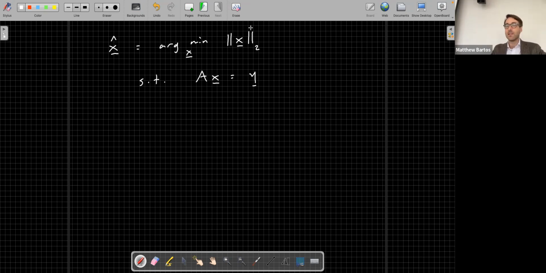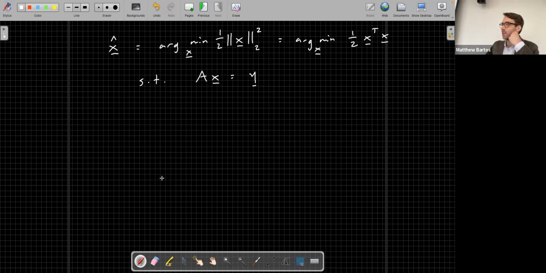So just as before, the x that minimizes this optimization problem also minimizes the square of this optimization problem. And we can also go ahead and pre-multiply by 1/2 as well. Okay, and note that we can also rewrite this using the definition of the norm. This is equal to argmin over x of 1/2 x transpose x. Okay, so we have a constrained optimization problem.